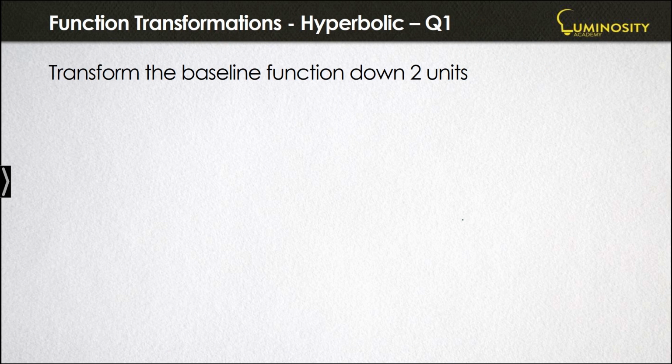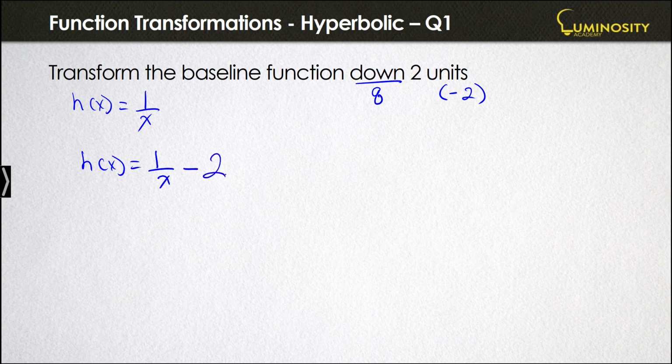Transform the baseline function down 2 units. So our baseline is h of x equals 1 over x. And if you remember, to transform down, we need to use our q. And if we want to go down 2 units, this will be -2. So what we're going to have is h of x equals 1 over x minus 2. And this is our answer. Now let's try another one.